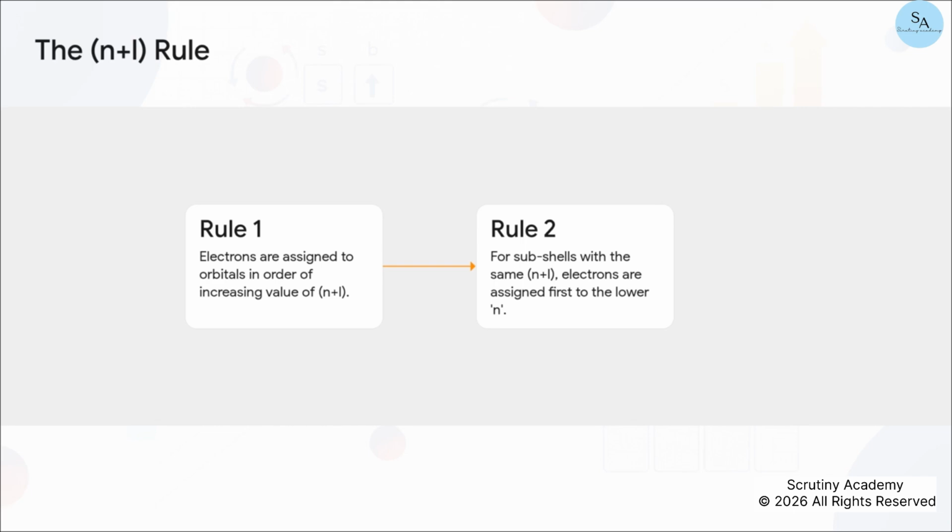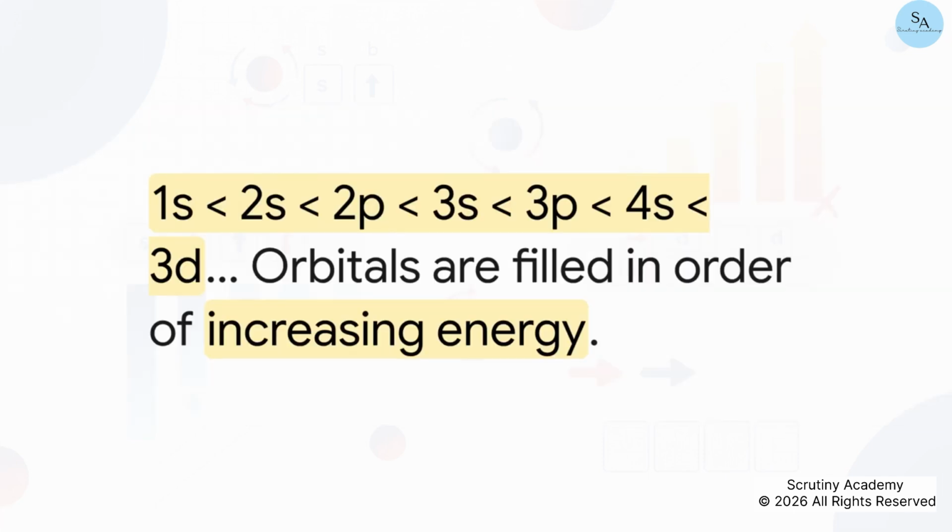And what if two orbitals have the same sum? No problem. In that case, the one with the lower n value gets filled first. It's really as simple as that. Following that n plus l rule gives us this exact sequence right here. 1s, then 2s, 2p, 3s, 3p, and then, now pay attention, here's the tricky part that trips a lot of people up, 4s gets filled before 3d.